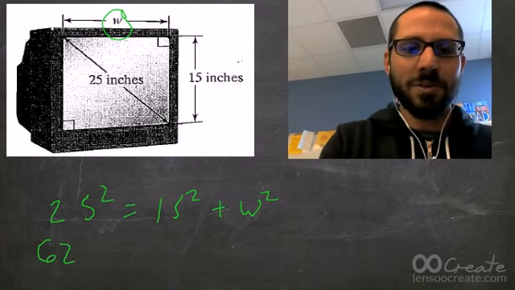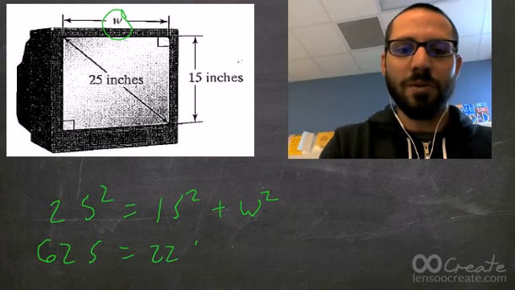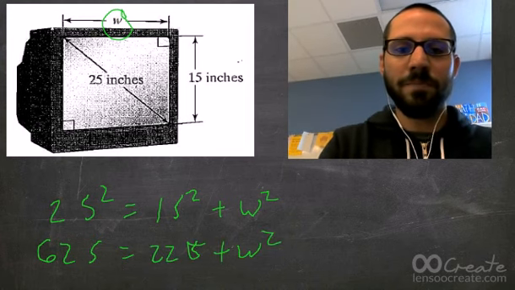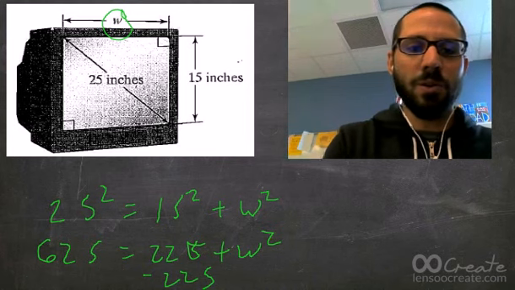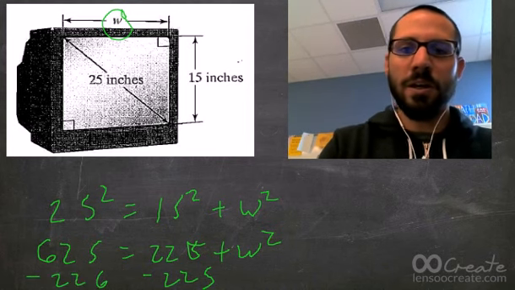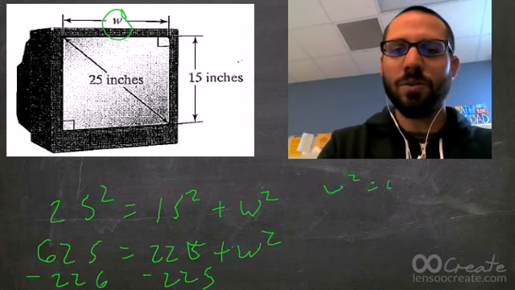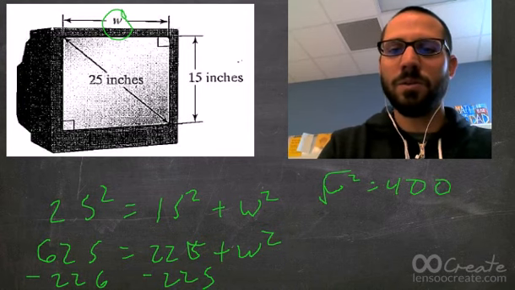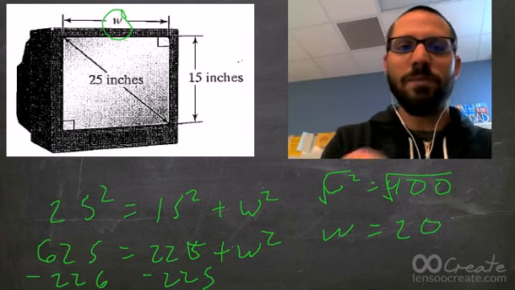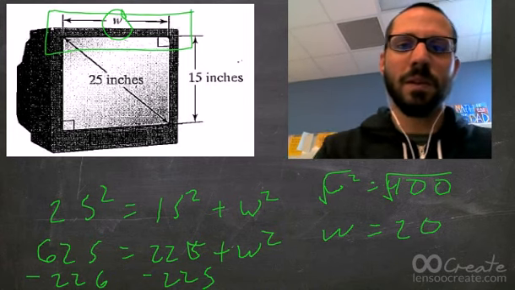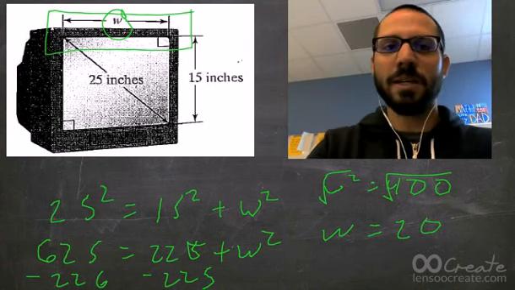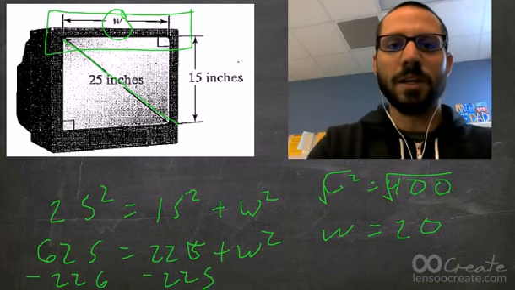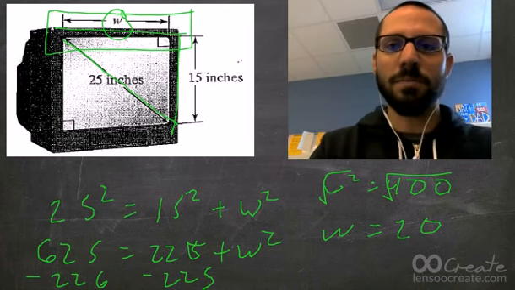So 625 equals 225 plus w squared. If we subtract the 225 over, w squared equals 400, and we take the square root, w equals 20. So the width of my TV is 20 inches. Does it make sense in our picture? This is the longest side, 15, 20, sure.